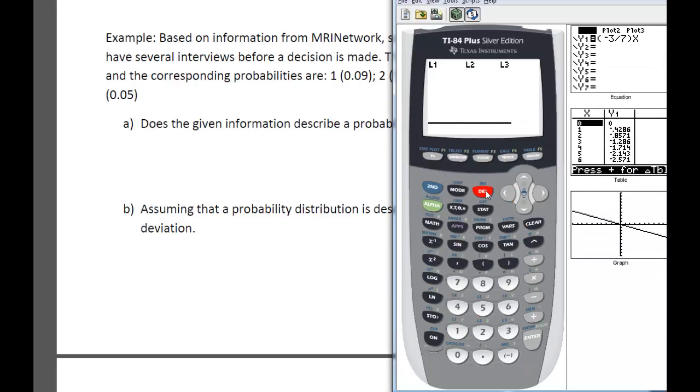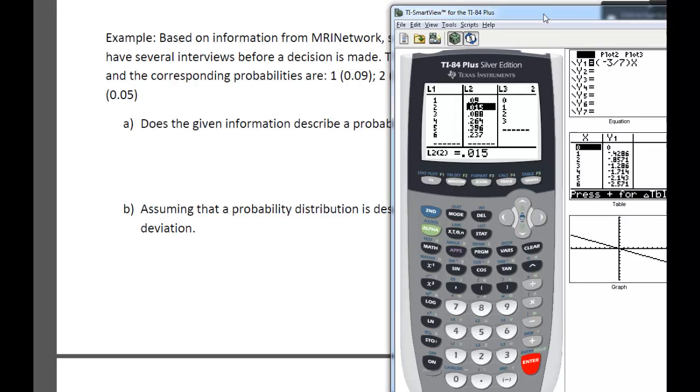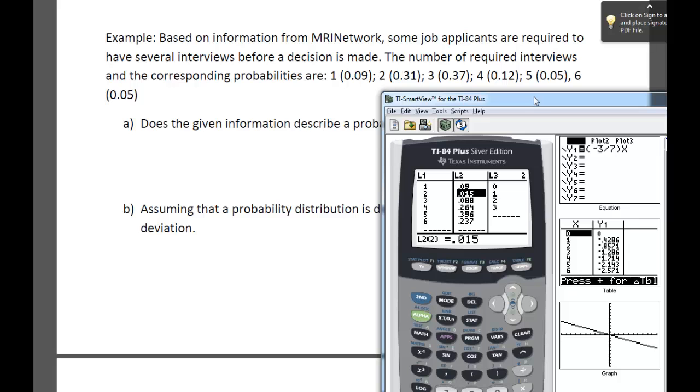So I'll just delete that. Okay, and then my probabilities are 0.09, 0.31, 0.37, 0.12, 0.05, 0.05.